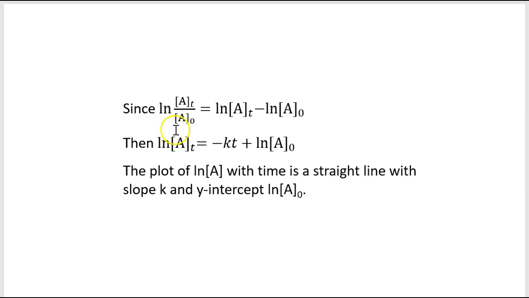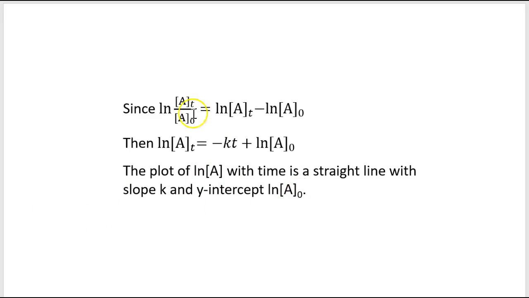And you'll notice that this is the equation of a line, right? y is equal to mx plus b. And so a plot of the natural log of A with time, y with x, would be linear. And in fact, we can also obtain the value of k, the rate constant, from this expression because it's the slope of the line. And in fact, the y-intercept value is the natural log of the initial concentration.